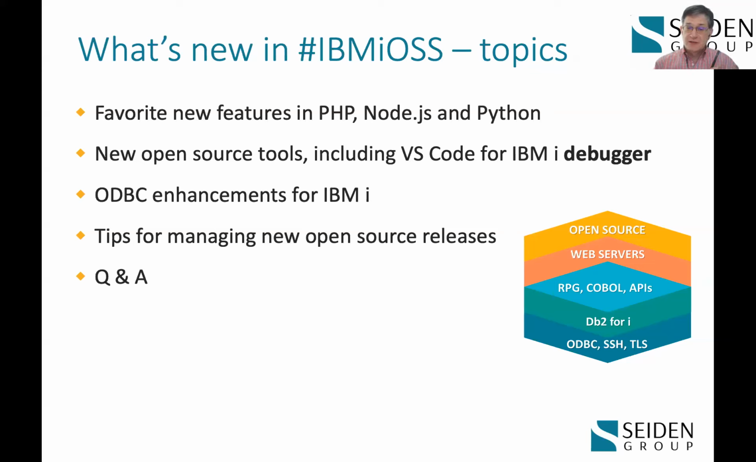We'll cover what's new and some of our favorite open source languages that we use for web and API development. Some new tools, including the long-awaited Visual Studio Code for IBM i Debugger. ODBC touches all of this. ODBC is used by all those different languages. So that's some nice enhancements there. How to manage all this new stuff. And your questions as we go along.